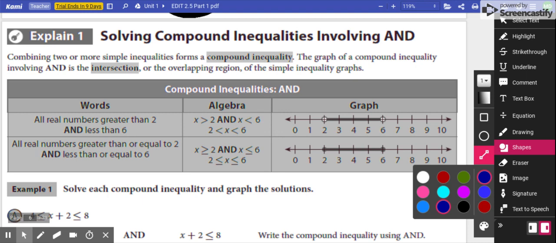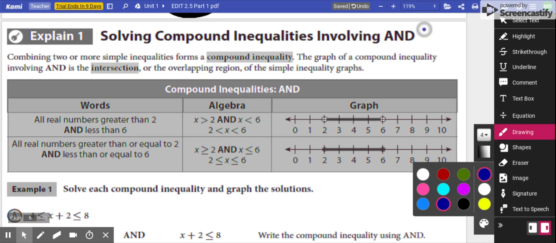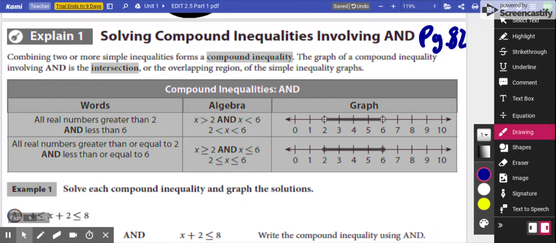Hello. Today we're going to be talking about solving some compound inequalities involving the word and. So right now we're on page 82. If you're not on page 82, go ahead and find your textbook. You're turning to page 82 right now. And let's talk about some compound inequalities.